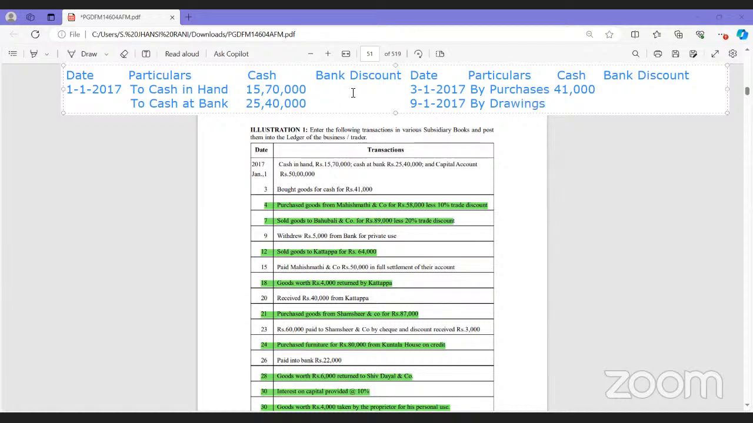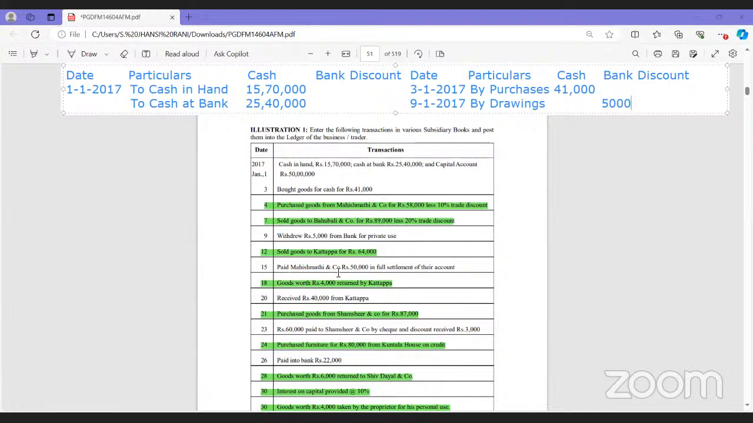And how is he taking? He's taking through check from bank now. So I will write in the bank column only, and the amount is 5,000. He's taking from bank, so I'm writing in the bank column only. Now look at the next one.